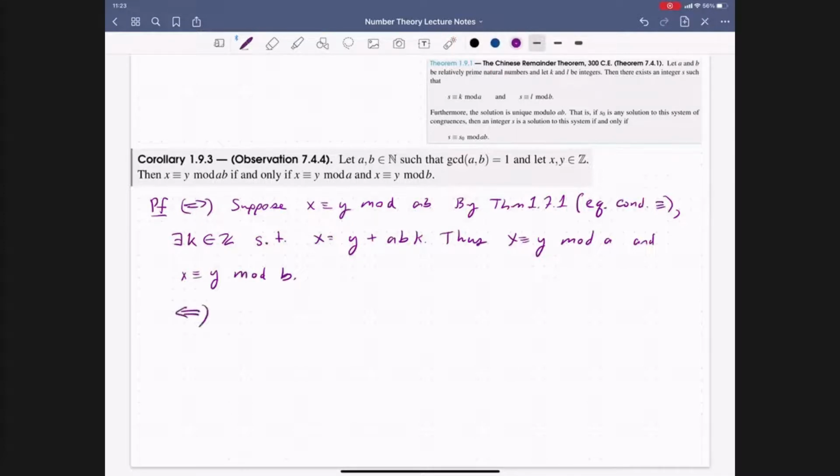So for the converse, suppose now that x is congruent to y mod a, and x is also congruent to y mod b. But this is just the statement of the Chinese remainder theorem. We have that S is x, k and l is y, and now the Chinese remainder theorem tells us that this is a unique solution modulo a times b. And so here this is where we use the fact that we have relative primeness.